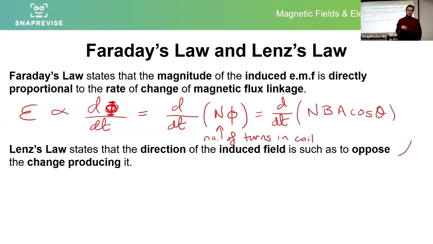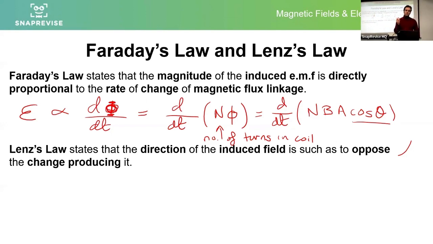You could then ask yourself, when you have a specific question, which of these, N, B, A, cosine theta, are any of these going to change with respect to time? N is unlikely to. It would mean that your coil itself was kind of unraveling or getting more turns. B might change if you've got varying magnetic fields, but unlikely. A, also unlikely to vary unless your coil is rearranging itself to get wider. Most of the time, the change with respect to time will be in the angle.